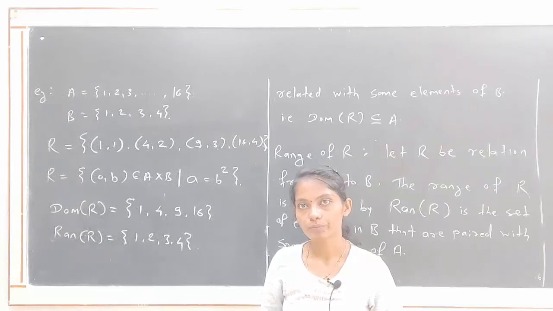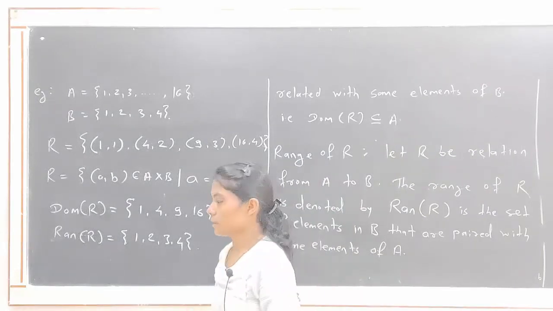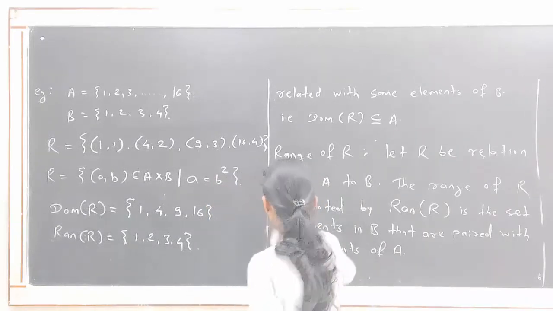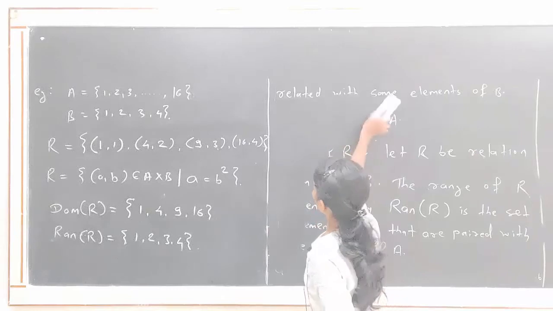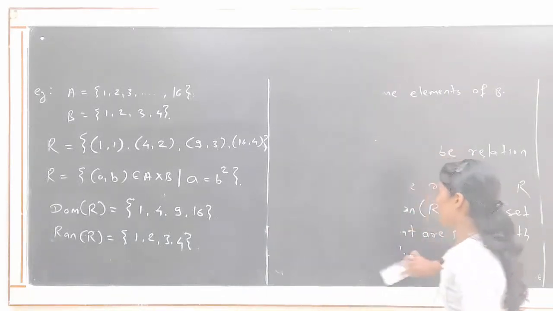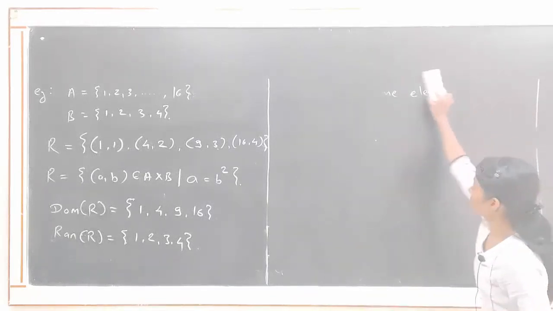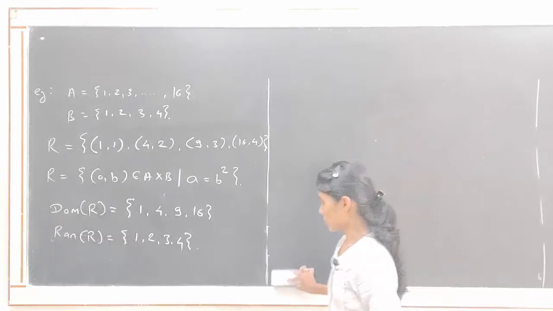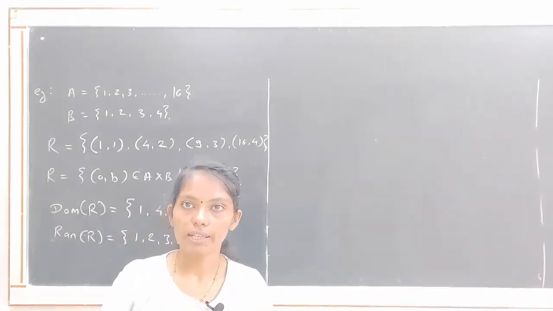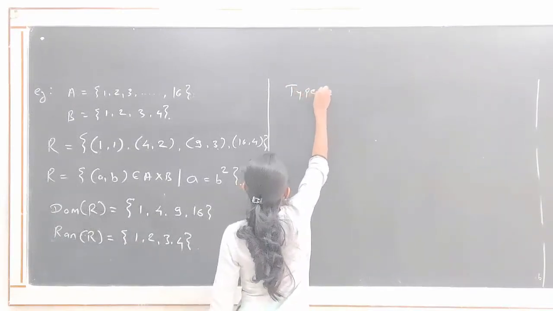Okay. Now next point, types of relation. So here reflexive relation, symmetric relation, antisymmetric relation, transitive relation, these are the types of relation. Okay, so first of all we see the reflexive relation. Types of relation.